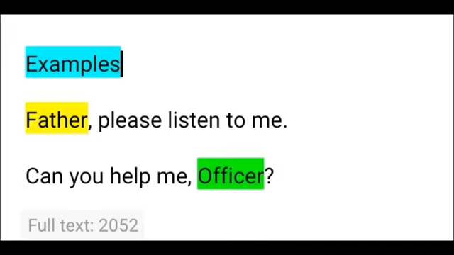Father here addresses someone, and we say it is a direct address since that name is addressed to someone directly. Look at the second example. Can you help me, officer? Officer here addresses someone directly, and as such, you can see that the role is a direct address.